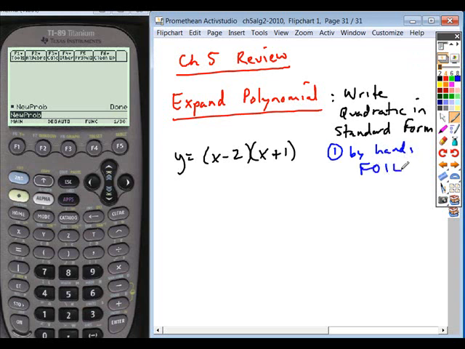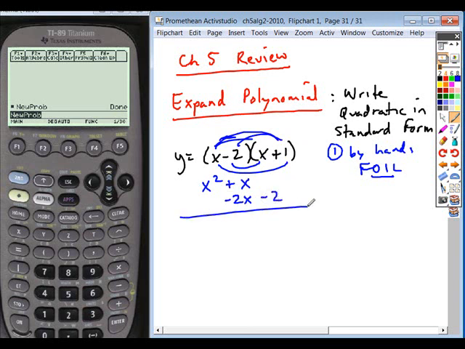you would FOIL. So you just take the product of the first, x squared, take the outer and inner sum, so the positive 1x minus 2x, and then take your last, the negative 2 times the 1. And if you just combine all your like terms, again, I stacked them so it's easier to see what they combine to.